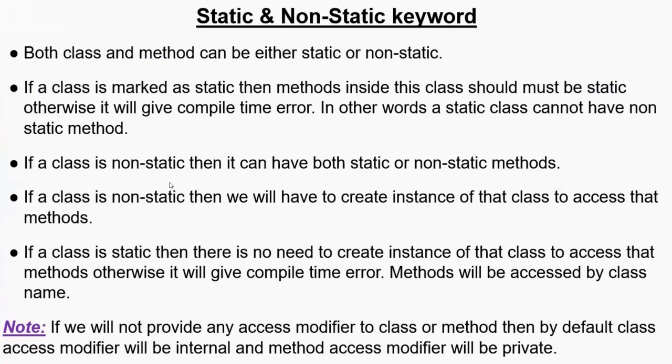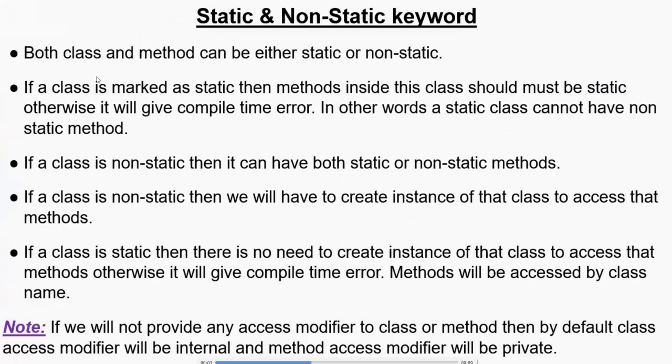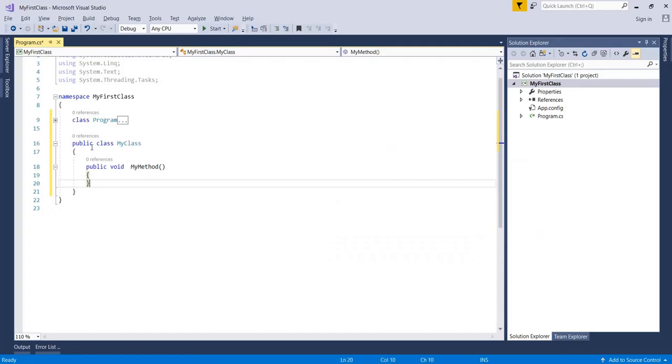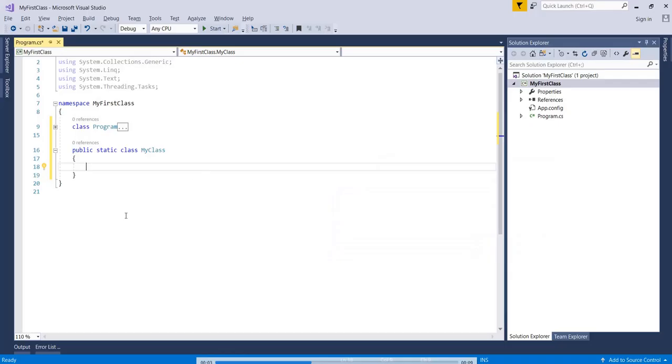The second point is, we have seen both class and method can be either static or non-static. If a class is marked as static, static is a reserved keyword, now this is a static class. Then methods inside this class must be static, otherwise it will give a compile time error.